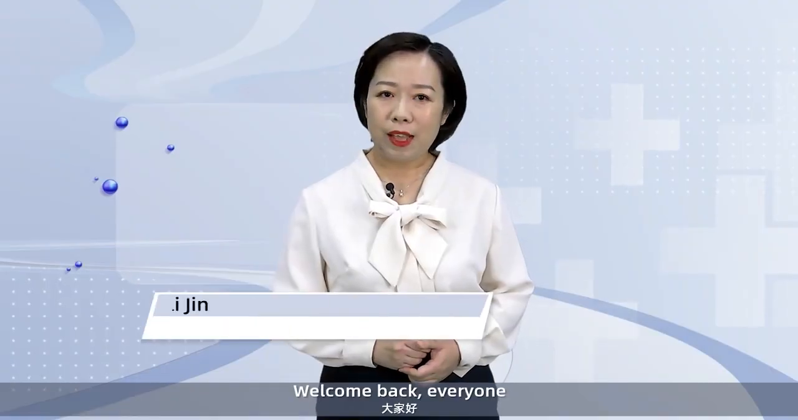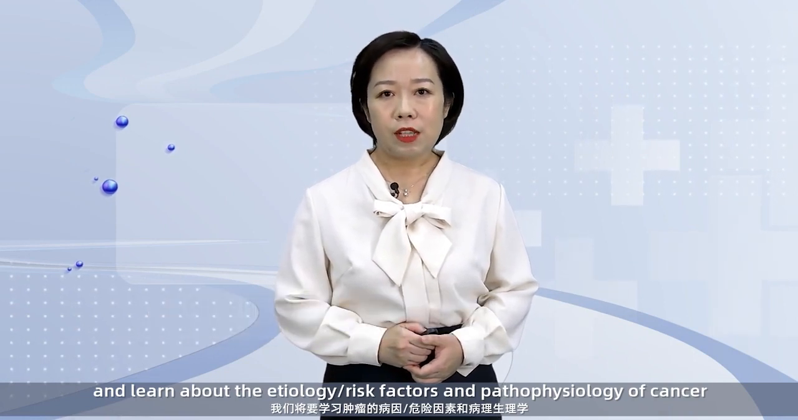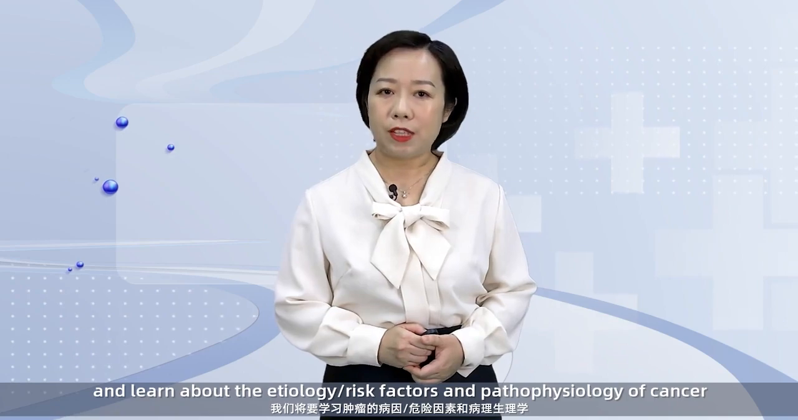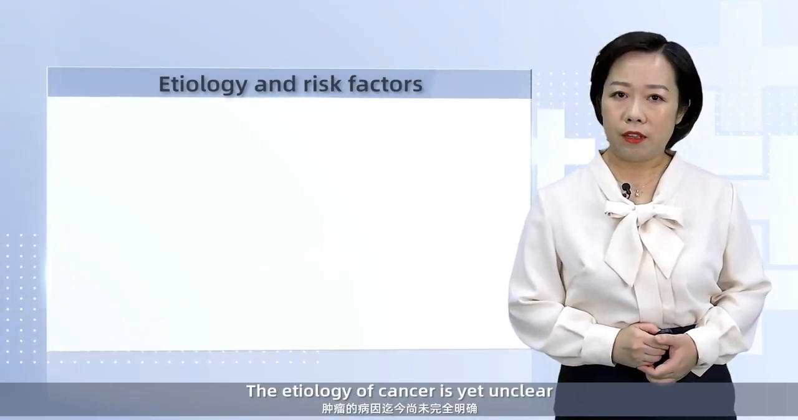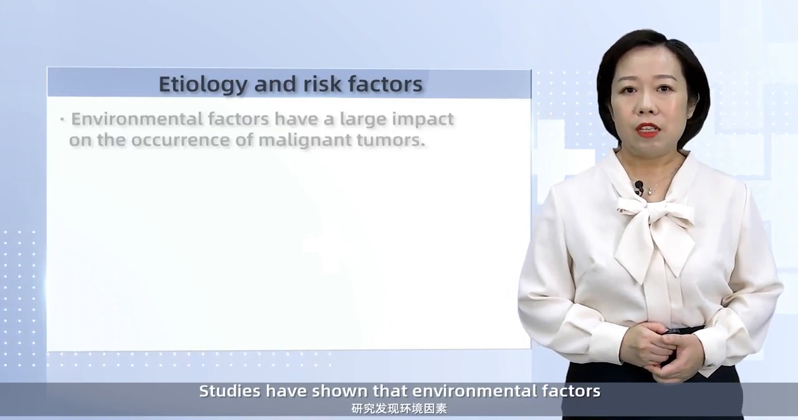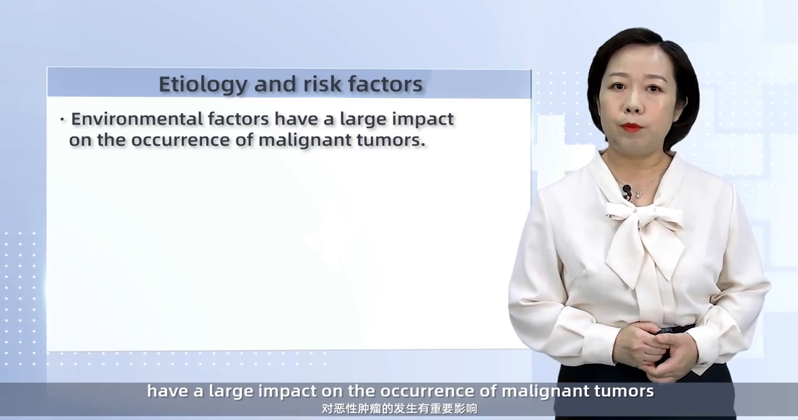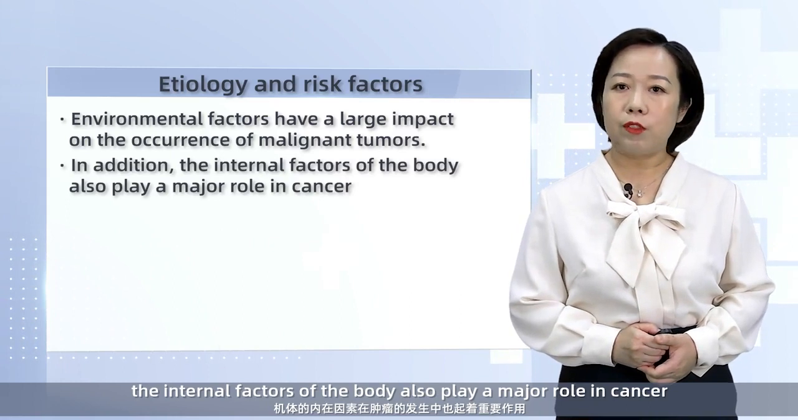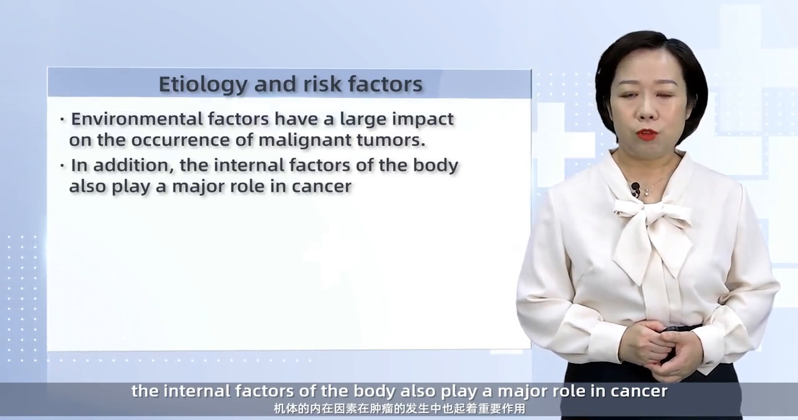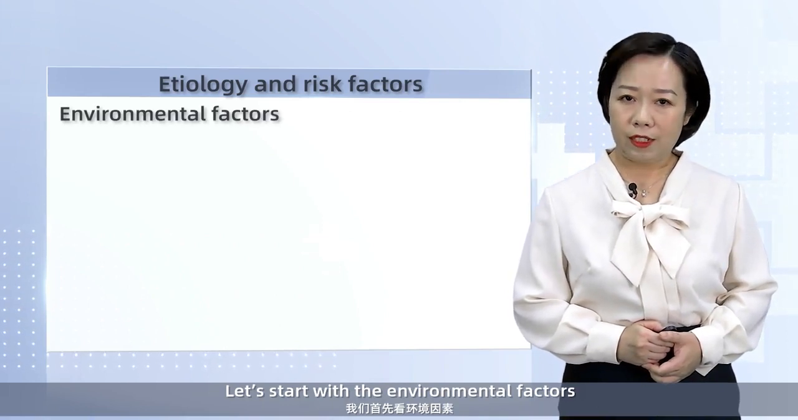Welcome back, everyone. Today, we'll get to the second part and learn about the etiology, risk factors, and pathophysiology of cancer. The etiology of cancer is yet unclear. Studies have shown that environmental factors have a large impact on the occurrence of malignant tumors. In addition, the internal factors of the body also play a major role in cancer. Let's start with the environmental factors.